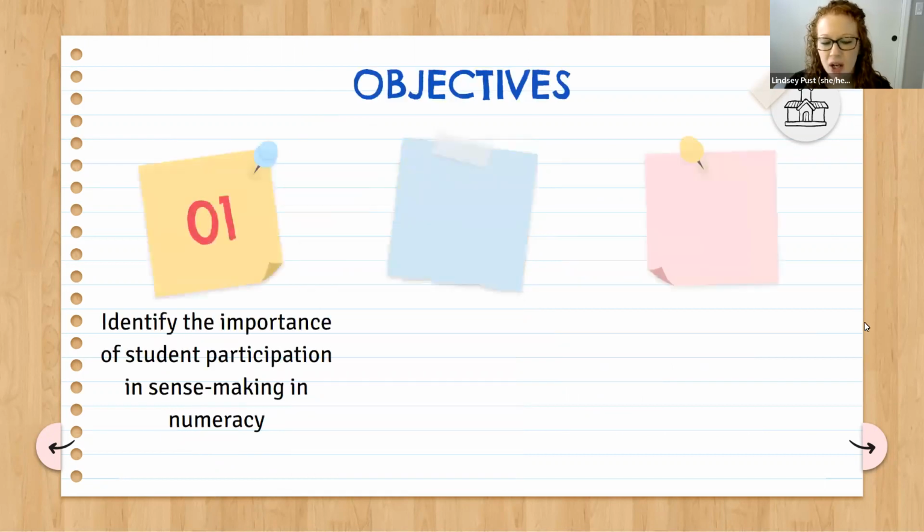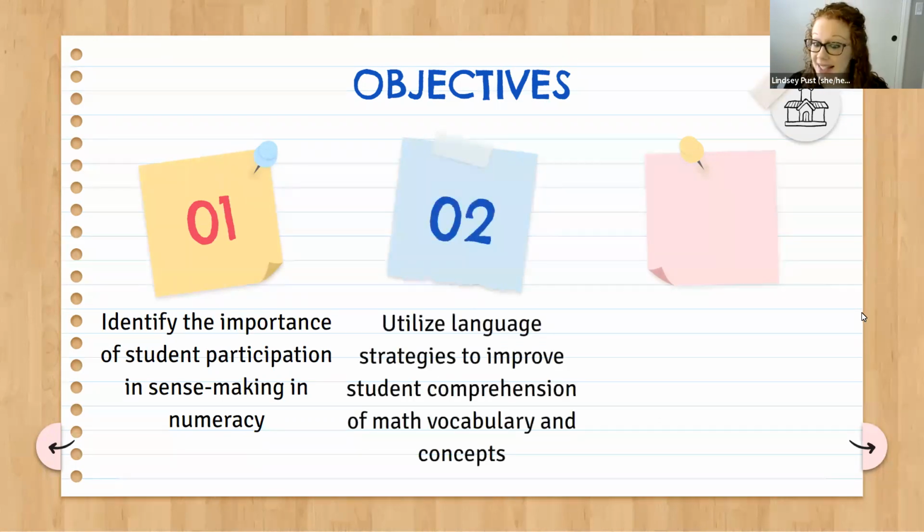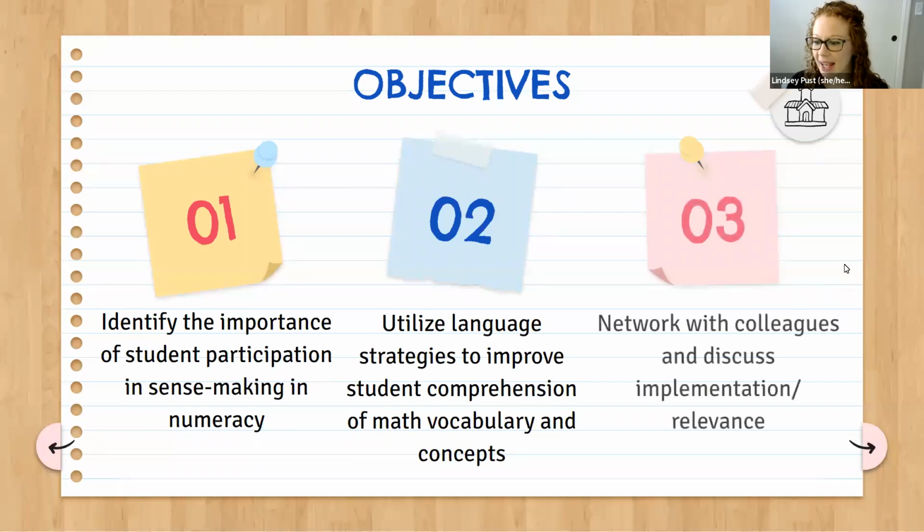And our objectives, we really want to identify the importance of student participation in sense making in numeracy and getting their involvement. Utilizing language strategies to improve student comprehension of math vocabulary and concepts, and to have opportunities to network with colleagues and discuss how this is relevant to my setting. So again, you'll be in several breakout rooms, but also through the chat and in our reflection at the end, being able to hear what other people are doing and what other people are thinking about these ideas.